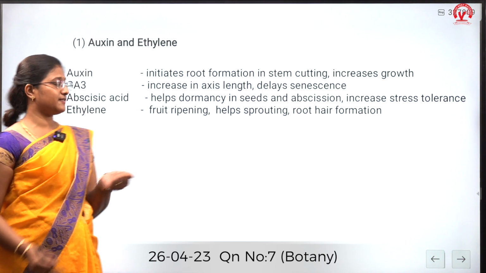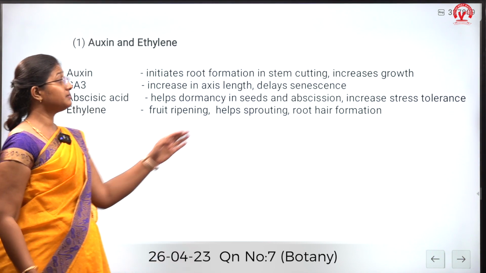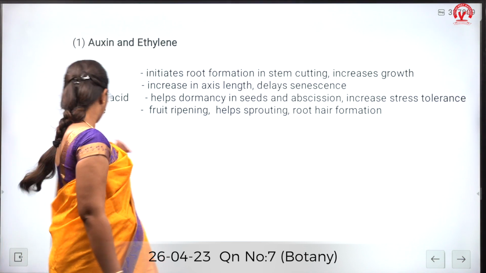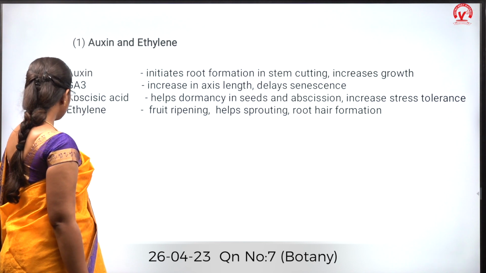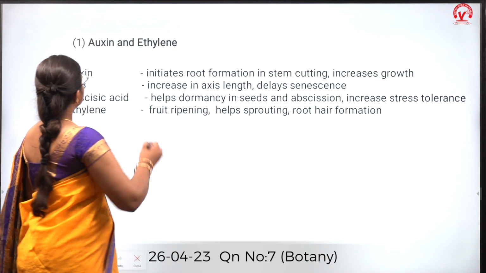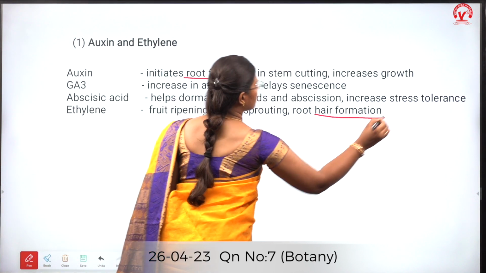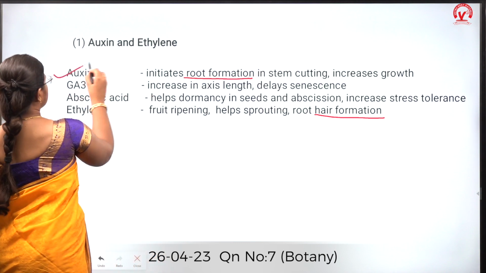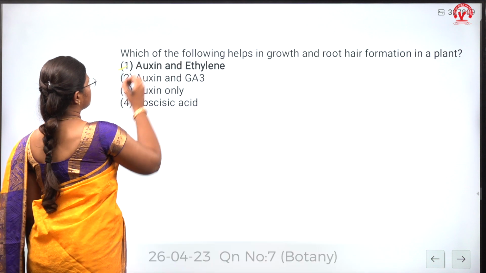And ethylene, as we know, plays a major role in fruit ripening, and also helps in sprouting and root hair formation. So here the question asked is: which hormone helps in root hair formation and growth? So the answer would be auxin and ethylene. Option 1.